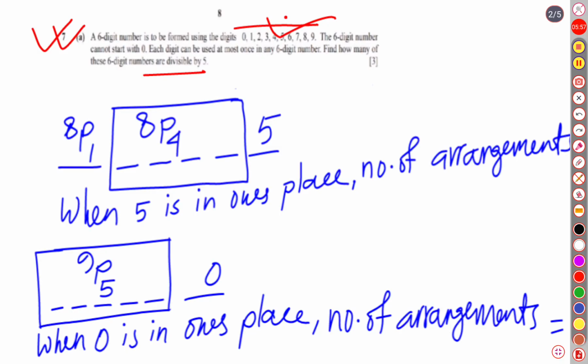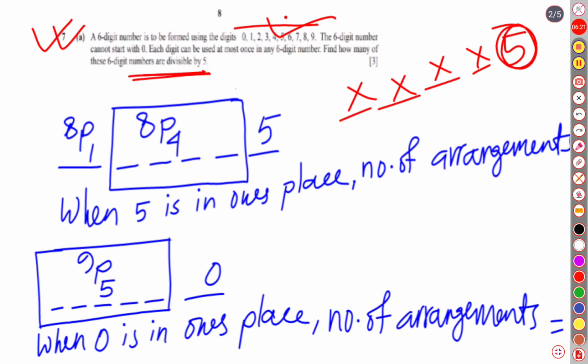The second condition is that the number must be divisible by 5, and we know that all numbers which contain either 5 or 0 in the ones place are divisible by 5. There may be many digits, but the units place or ones place must be either 5 or 0. So there are two cases: any number which contains 5 or 0 in the ones place is divisible by 5.